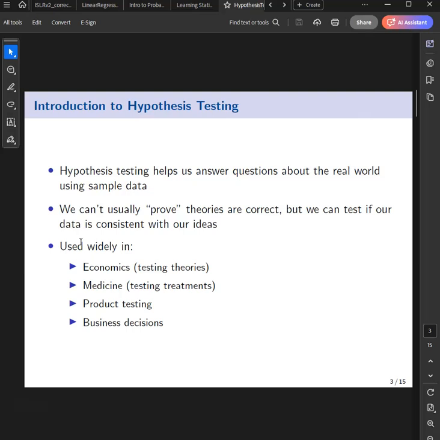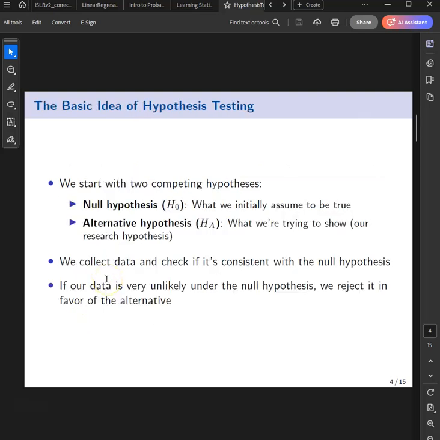This approach is used everywhere. We as economists test theories about markets, medical researchers test the effectiveness of treatments, companies test new products, and businesses use it to make better decisions. So hypothesis testing gives us a very structured way of learning from data. This method works in just one fundamental way.